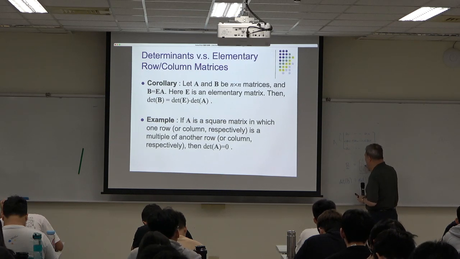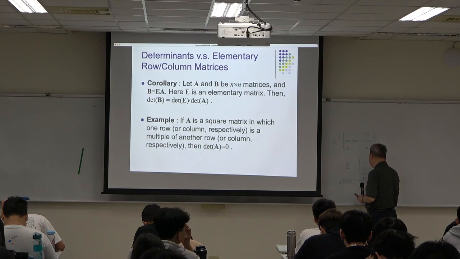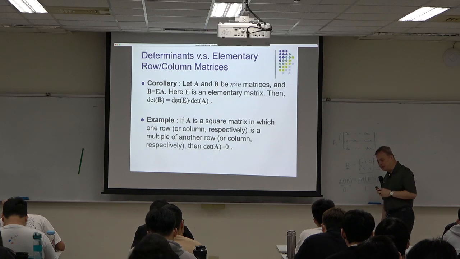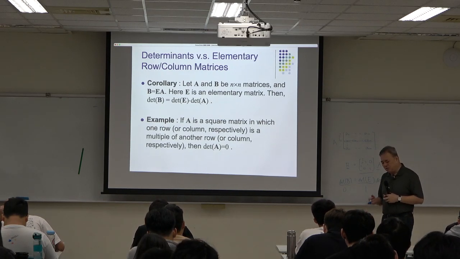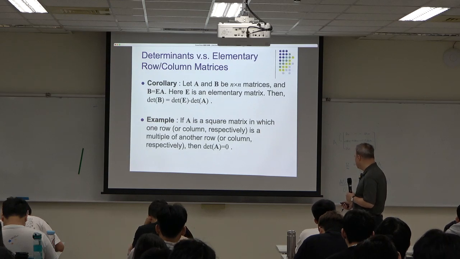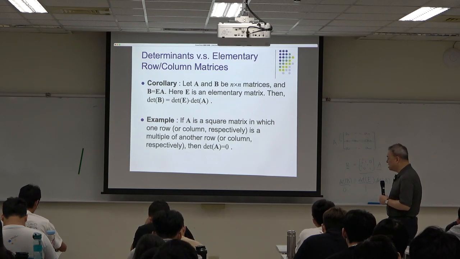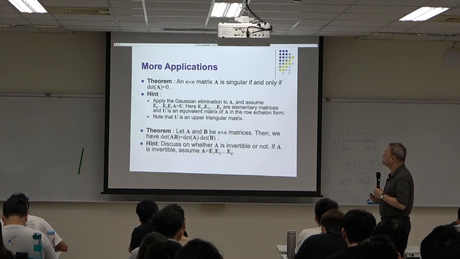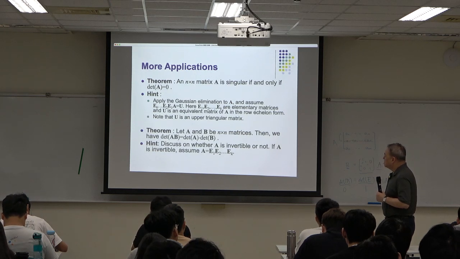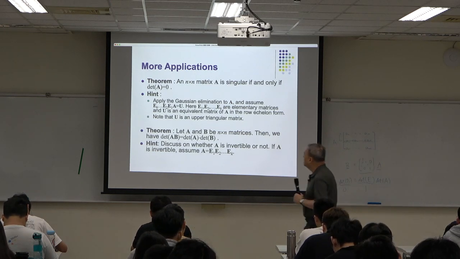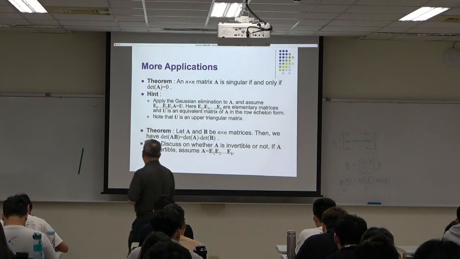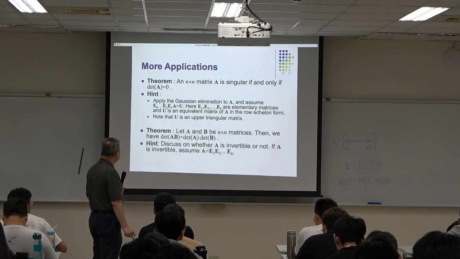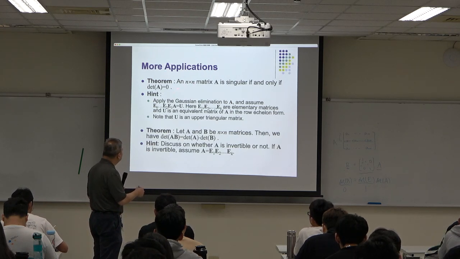And this one is a lower triangular matrix, so its determinant is 1. And this one, we know is 0, because if you have a row to be 0, then the determinant of that matrix is 0. So obviously, the determinant of A is 0. Okay? So, an N times N matrix is singular if and only if the determinant of A is 0.